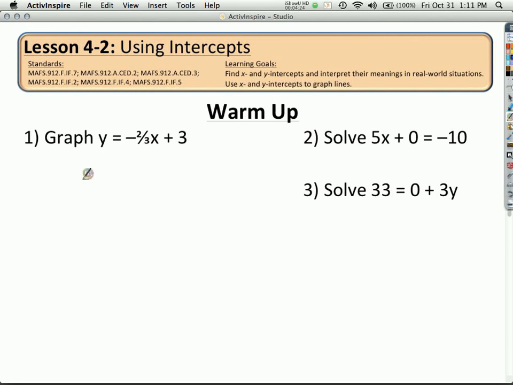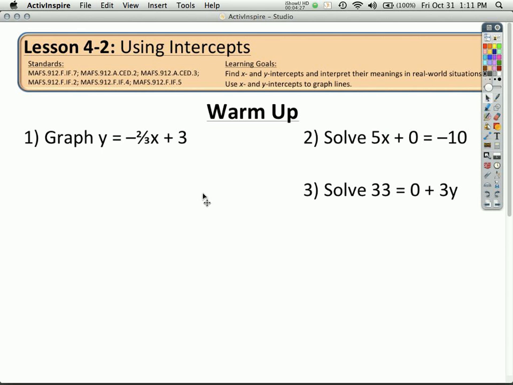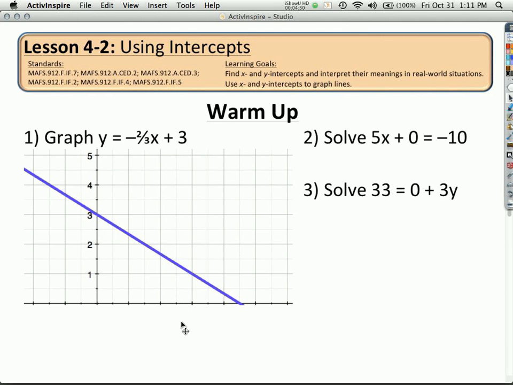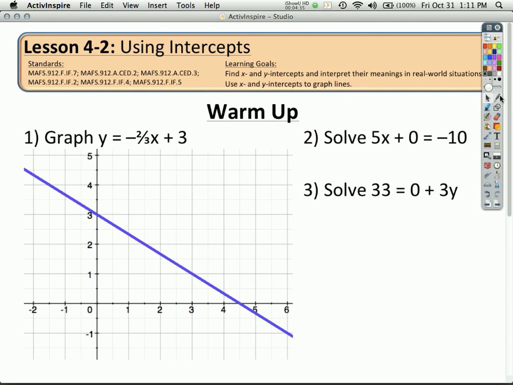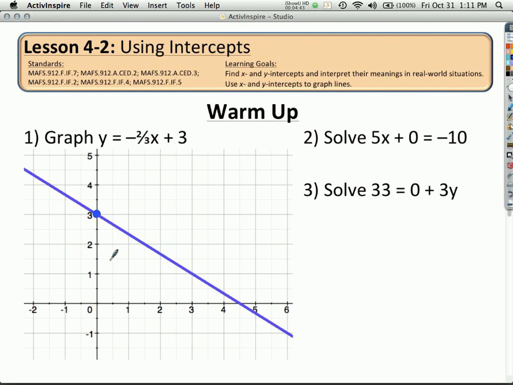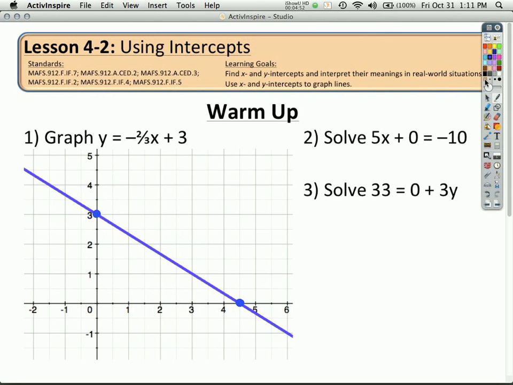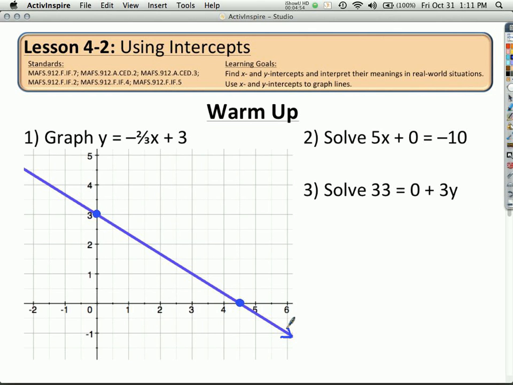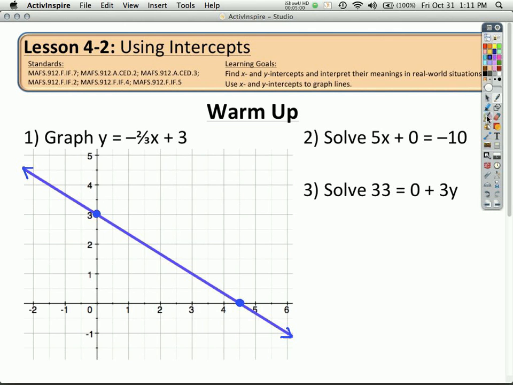Number one, here's what the graph looked like. That is the graph. And you can tell if you did it correctly by looking at two specific locations. If your graph crosses the y-axis at 3 and it crosses the x-axis at 4.5, then you have the correct graph. And of course, it should have arrows on the ends indicating that it goes on and on forever. We'll come back to number one in a couple of minutes.